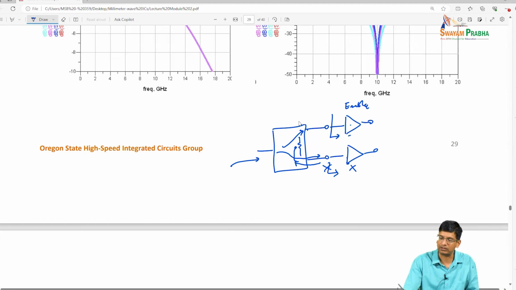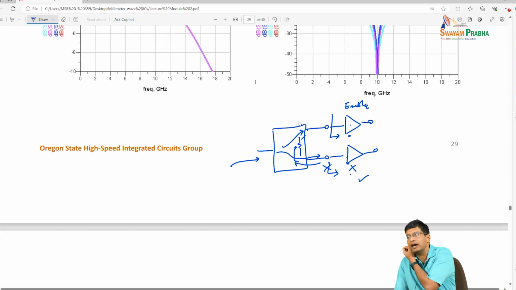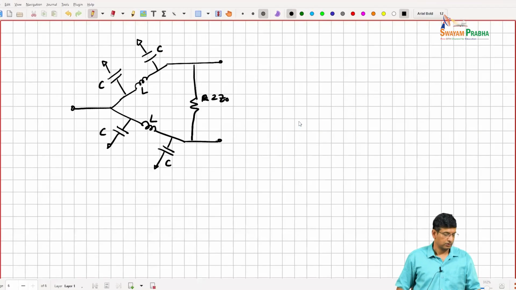So with respect to this amplifier, nothing changed, even though this amplifier has been disabled. When it is enabled, all three ports are matched, everything is fine. When this amplifier is disabled, the Wilkinson helps you isolate, and so you don't see any reflections from this amplifier coming back into your other amplifier that's enabled. Does it make sense?